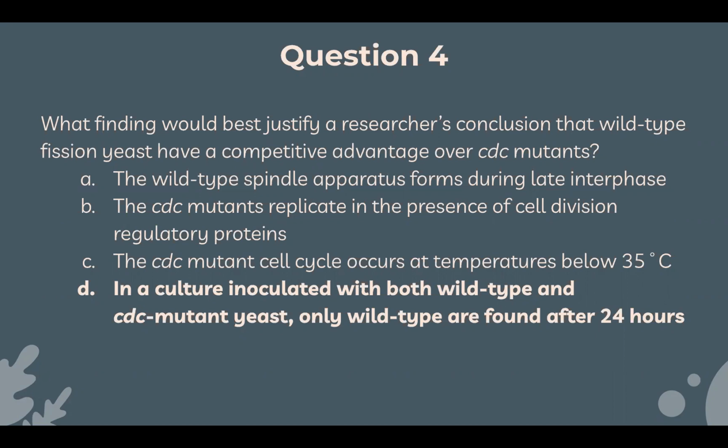Option A is irrelevant. It's unclear how a spindle apparatus forming during late interphase would prove to be a competitive advantage. Option B is also incorrect. It doesn't explain how wild type yeast have a competitive advantage. And finally, although option C is telling us that the mutant cannot grow at high temperatures, which would probably lead to a competitive disadvantage, option D is still the better choice because it answers the question of competition directly. Does that make sense?